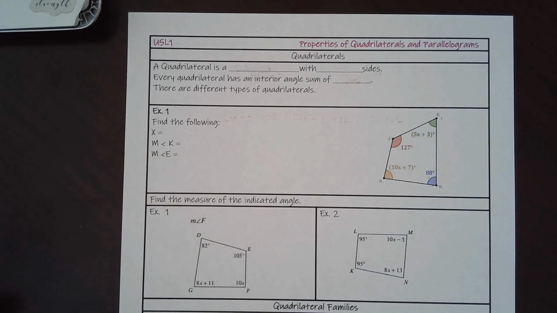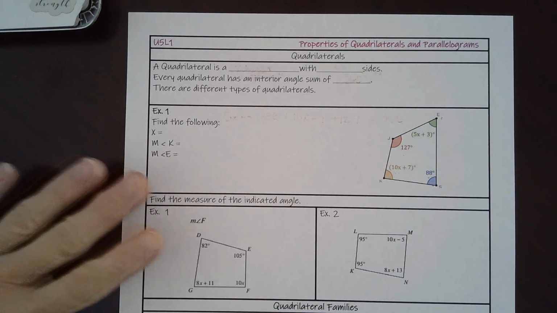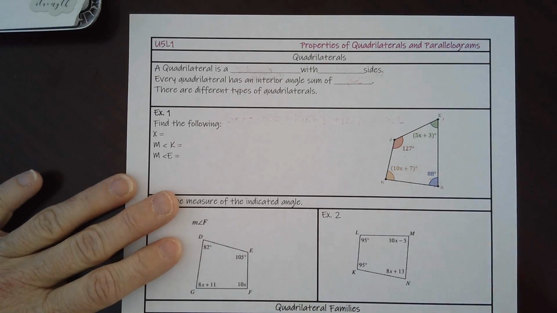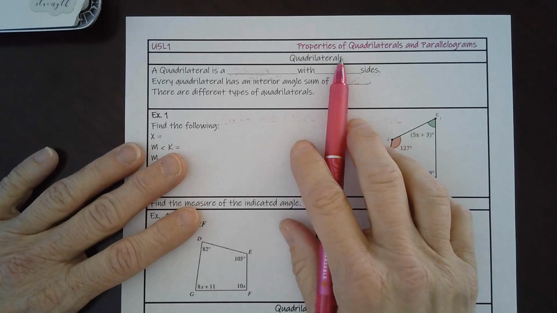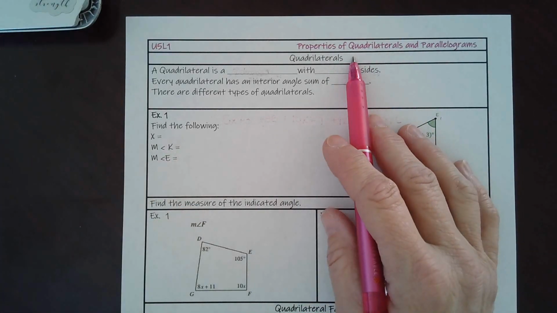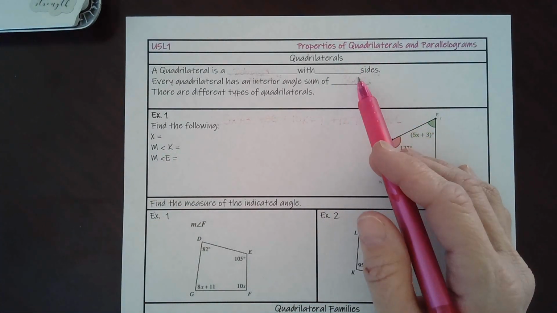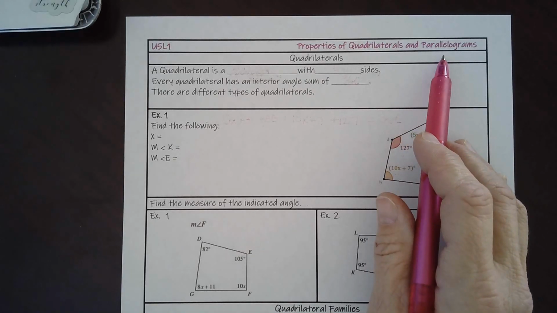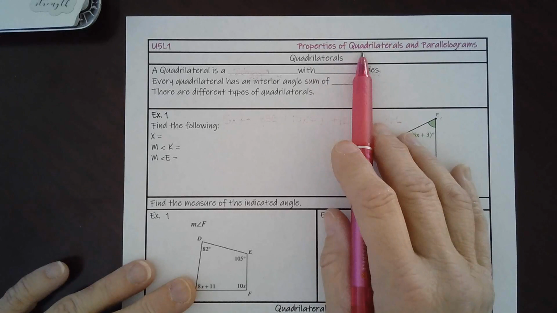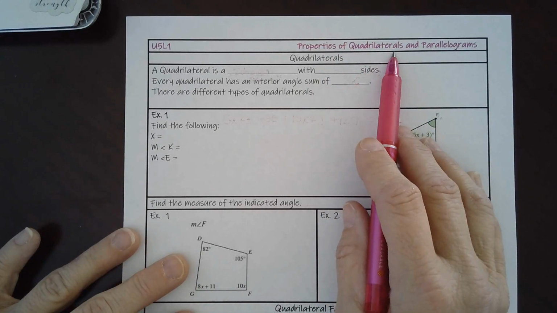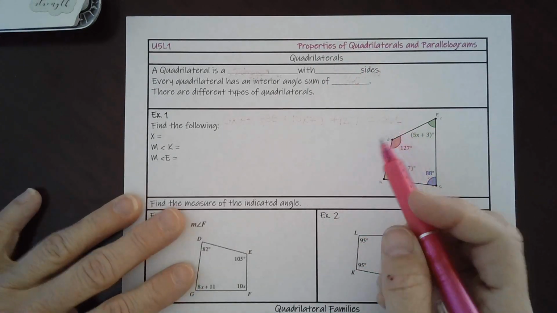All right, so we're going to begin lesson 5, unit 5, and this whole unit is going to be about quadrilaterals. And in the quadrilateral families, we're also going to be talking about parallelograms. But our main focus today in lesson 1 is quadrilaterals. Okay, so let's just jump right on into it.